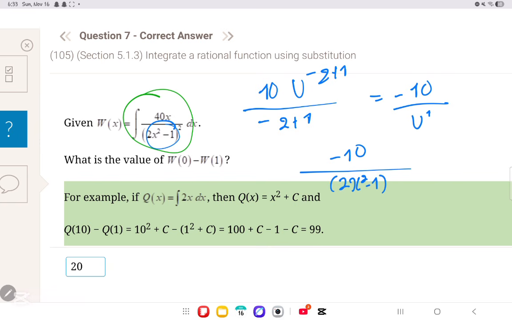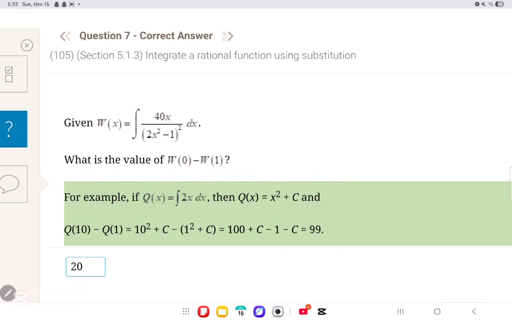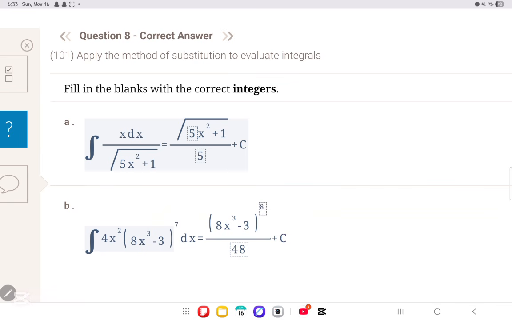Now I substitute 0 and then 1. It's gonna be minus 10 over 2 times 0 squared minus 1. I will get my answer to be 10, minus w1. What's w1? It's gonna be minus 10 over 2 times 1 squared minus 1. And I will get my answer to be minus 10. So 10 minus minus 10 will give me my answer, which is 20. I move on to question number 8.